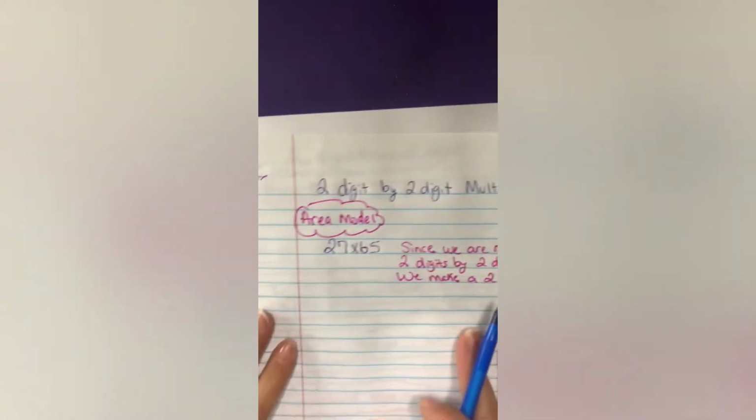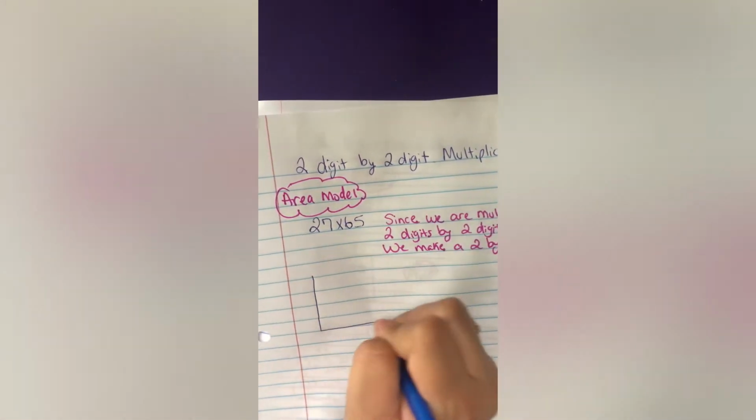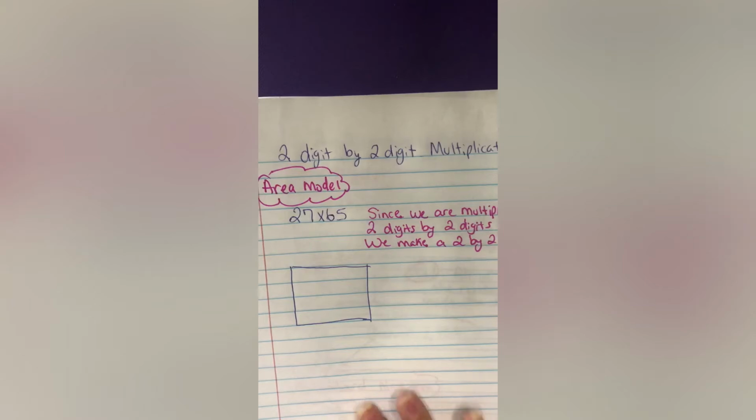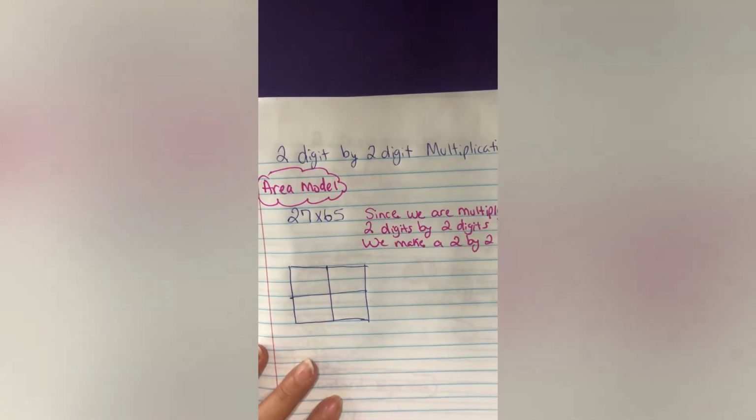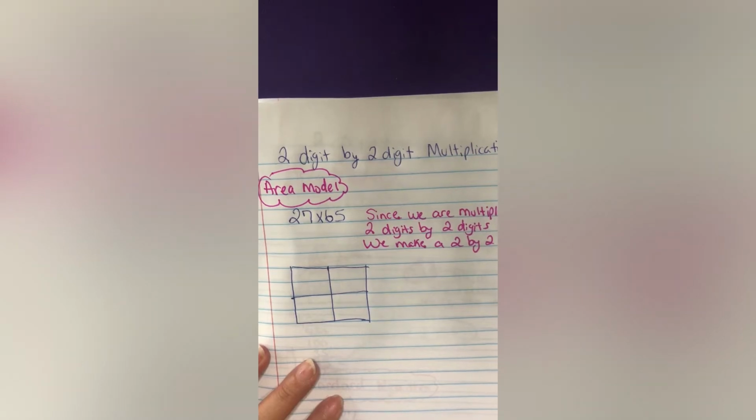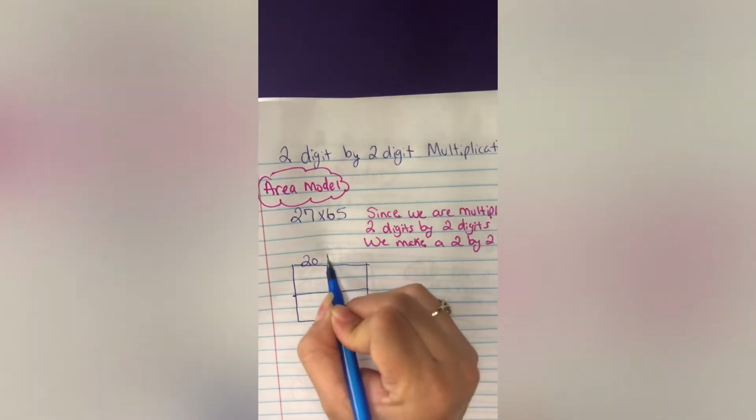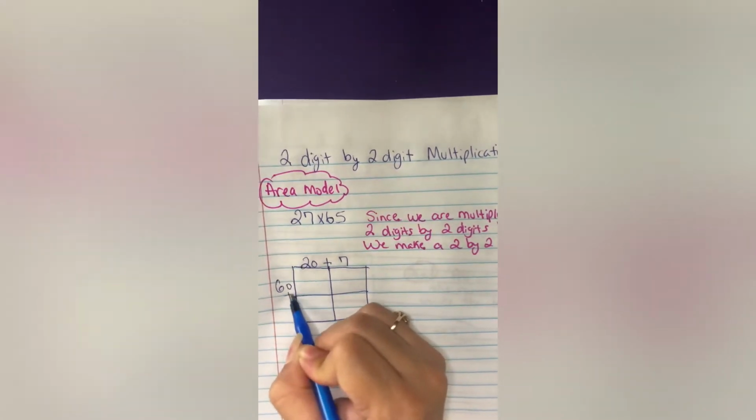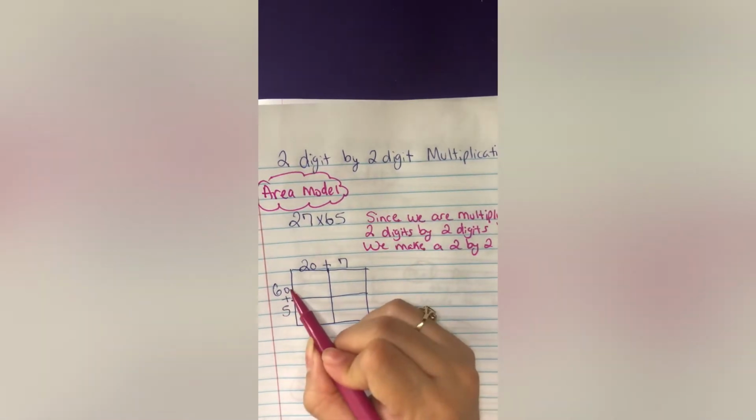So this is what we're going to do. I'm going to draw my box right here. 2 by 2 means that you're going to have 2 columns and 2 rows. So that's 2 columns right here and 2 rows right there. So we're going to bring these numbers down and put them in expanded form. The expanded form, remember, is when you're adding your 10s and your 1s. So 27 is 20 plus 7, and 65 is 60 plus 5.